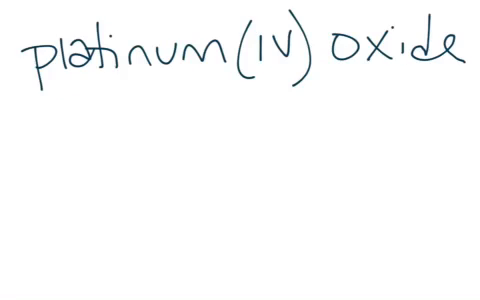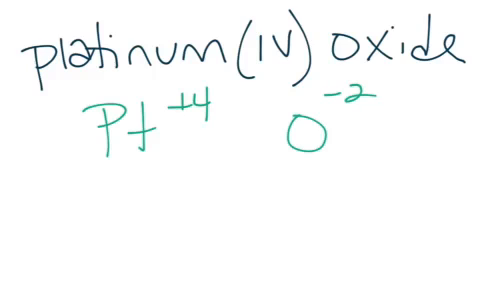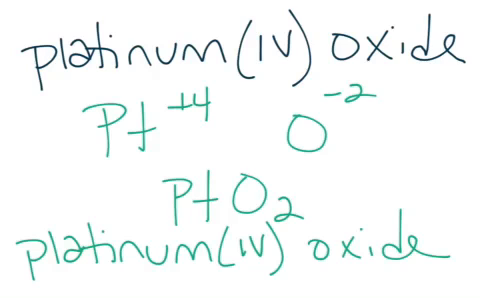And last but not least, if we have platinum here with a +4 charge, and oxygen has -2. This is going to need another atom of oxygen to cancel it out, so it's going to be 1 platinum with 2 oxygens, and then we use that Roman numeral 4 to distinguish the platinum.